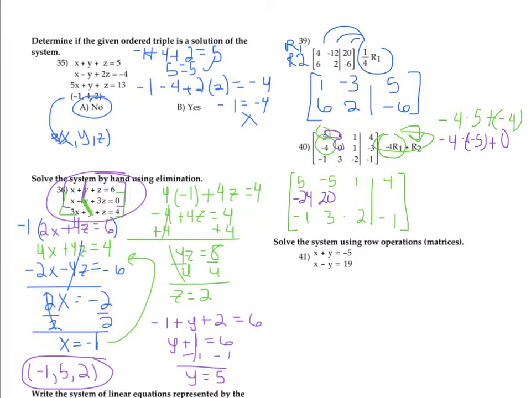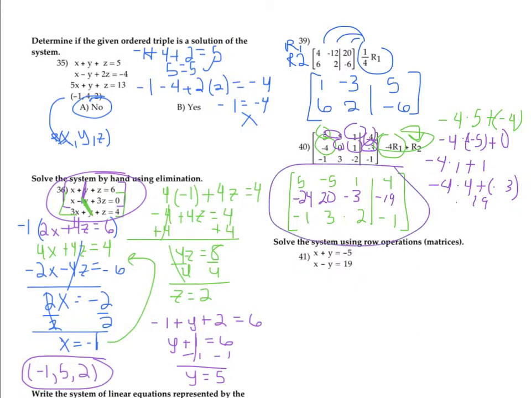Keep going. So, -4 times 1 plus 1. -4 times 1 is -4, plus 1 is -3. And then we use the last column. -4 times 4 plus -3. So that's -19. So that right there, that's our answer.